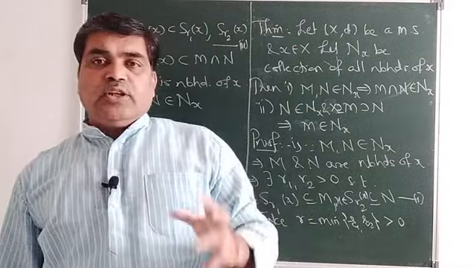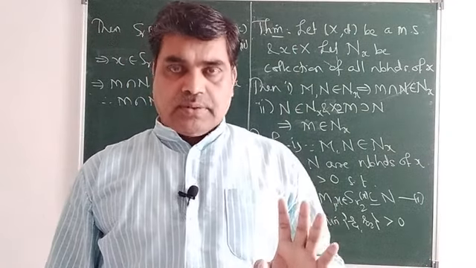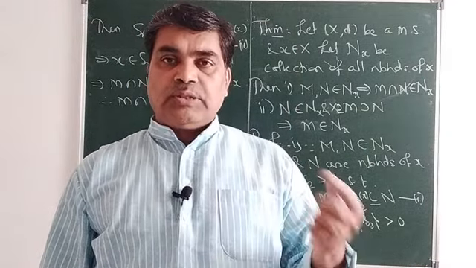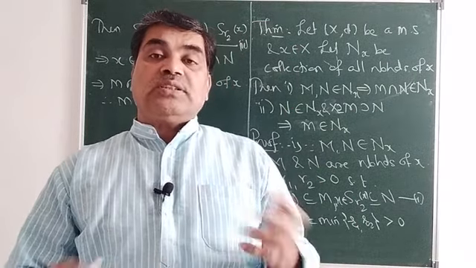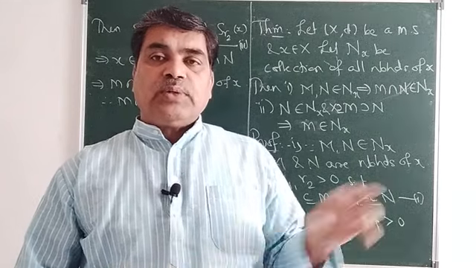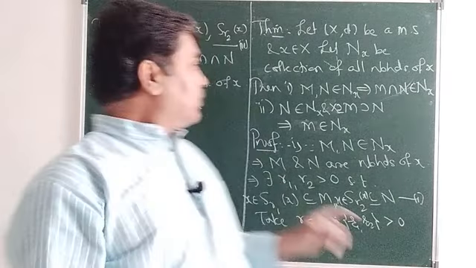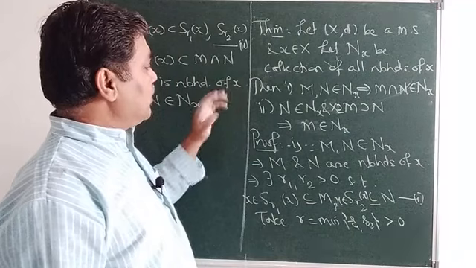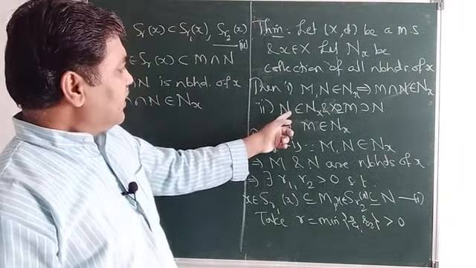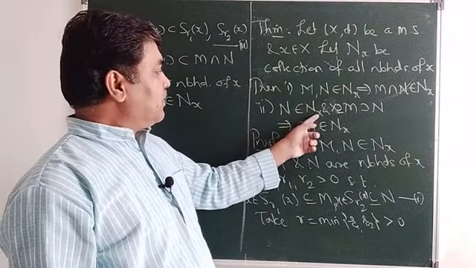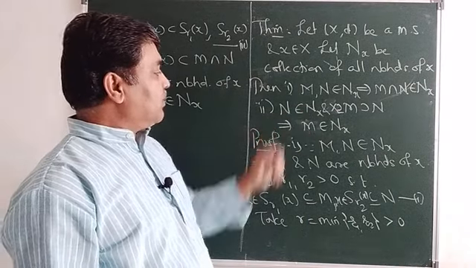Remember, union of two neighborhoods is always a neighborhood. But intersection of two neighborhoods is a smaller set, and that's why we checked here how the intersection of two neighborhoods is a neighborhood.